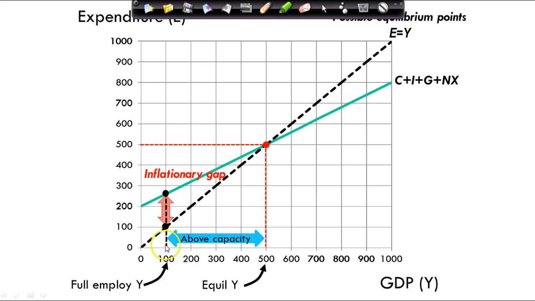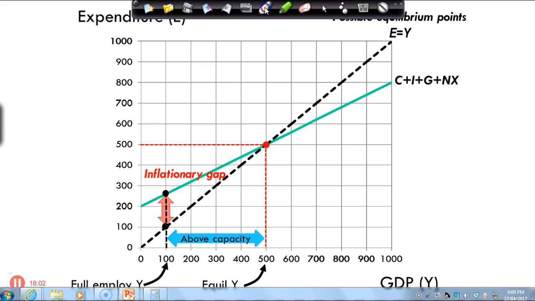And we can say that the gap between the full employment GDP and the equilibrium GDP indicates that the economy is operating above capacity. And we would call this a negative output gap.